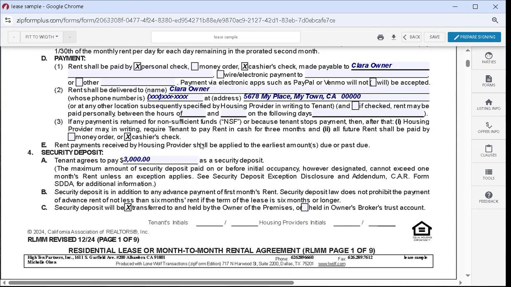So these are questions you're going to be asking the property owner. They're going to know you're on your game when you're asking these questions and pointing out these clauses. Rent is going to be delivered to Clara, the owner: her name, phone number, and her address. I didn't stipulate any hours here because she's not in an office. This is being mailed to either a PO box or her residence, so I didn't put any office hours.